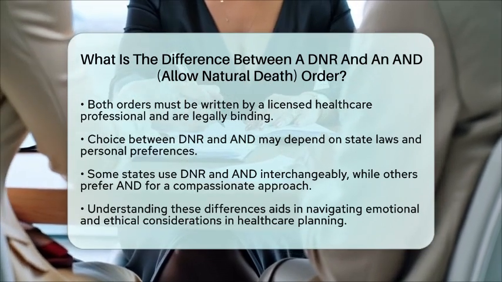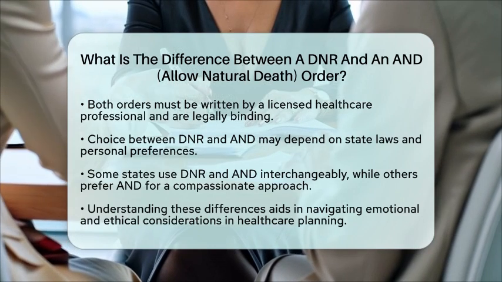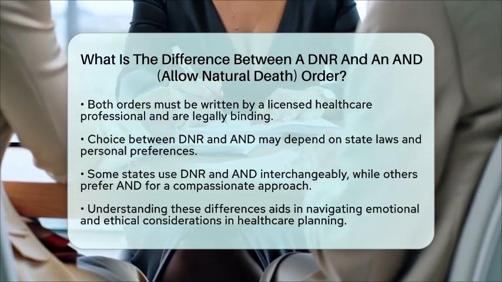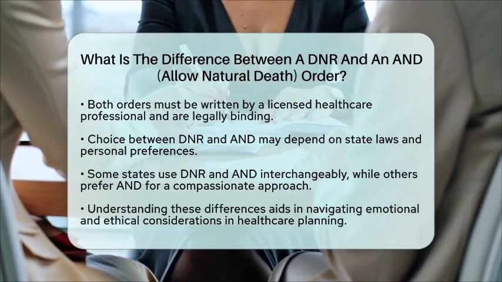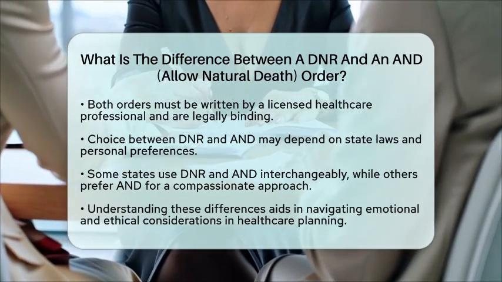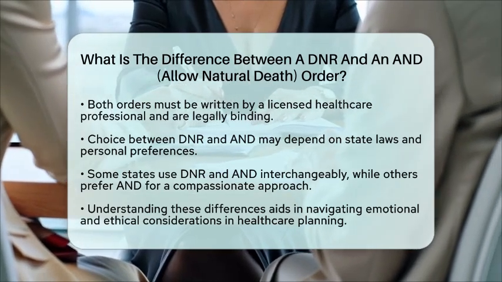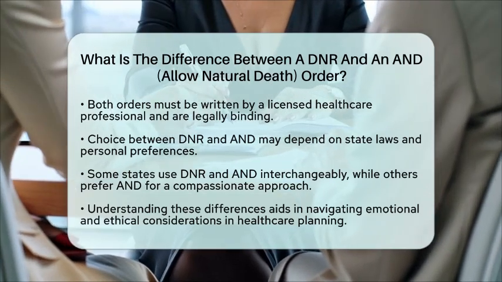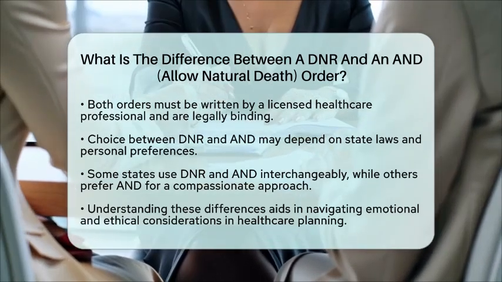In summary, a Do-Not-Resuscitate order focuses on withholding resuscitation efforts during a medical crisis, while an allow natural death order emphasizes comfort, care, and dignity during the natural dying process. Both serve to respect patient autonomy and guide healthcare providers in honoring end-of-life wishes. Understanding these differences can help you navigate the emotional and ethical considerations involved in advanced healthcare planning.